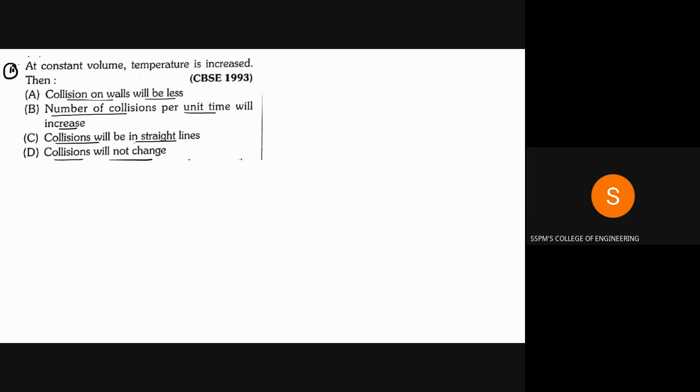Okay, so suppose the volume is constant. If we supply the heat, it will increase the temperature. As the temperature increases, the kinetic energy of the molecule will increase, and therefore they will collide with the other molecules, and the number of collisions per unit time will increase. So the correct option is B, if you increase the temperature keeping the volume constant.